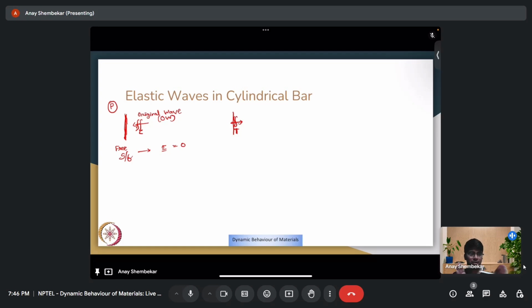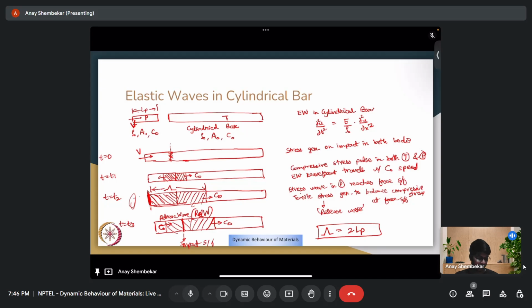So that is why you have this release wave coming up right after the compressive wave. So that limits the amount of material that will be experiencing deformation at any given instant. The length of that material which will be experiencing deformation at any given instant is given as lambda equal to 2 into LP, where LP is the length of projectile.